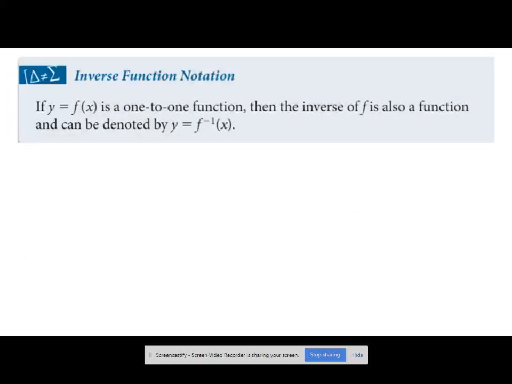How this plays into our inverse stuff. There's a theorem here, a corollary, that says if f of x, if our function is a one-to-one function, if it's a special type of function, a one-to-one function, then the inverse is also a function. Let me show you what I mean.